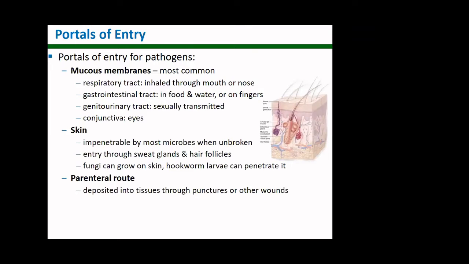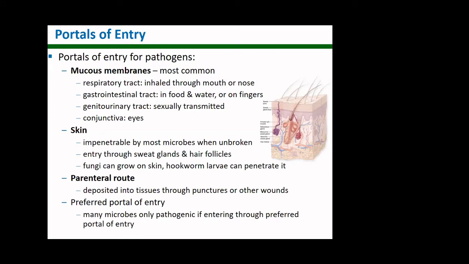The skin, interestingly enough, is just about impenetrable when it is unbroken. So intact skin is one of your best defenses against infection. Some pathogens can enter through sweat glands and hair follicles. Some fungi can grow on the skin and things like that. But for the most part, your skin is impenetrable if it's not broken, which on the other hand, if it is broken, it becomes a very easy portal of entry for microbes. And we refer to that as the parenteral route.